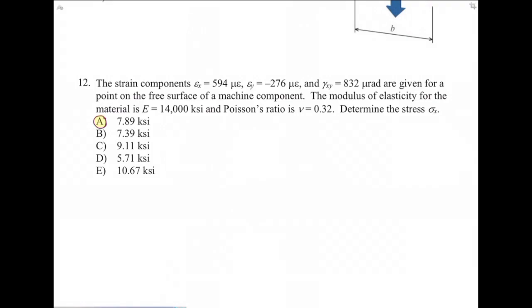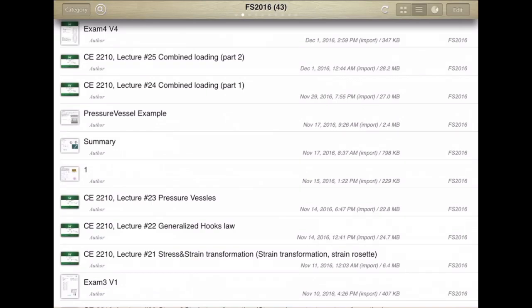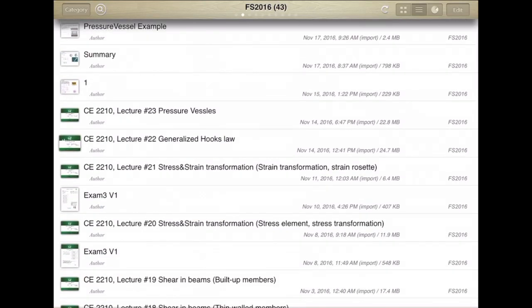The strain components, epsilon x, epsilon y, and gamma xy, are given for a point on a free surface of a machine. When we talk about the free surface of a machine, it means that that is a plane stress situation. Okay? So we use the equations related to that part. The modulus of elasticity for the material is 14,000 ksi, and the Poisson's ratio is 0.32. Determine stress sigma x. What part is that related to? It is a part of generalized Hooke's law.